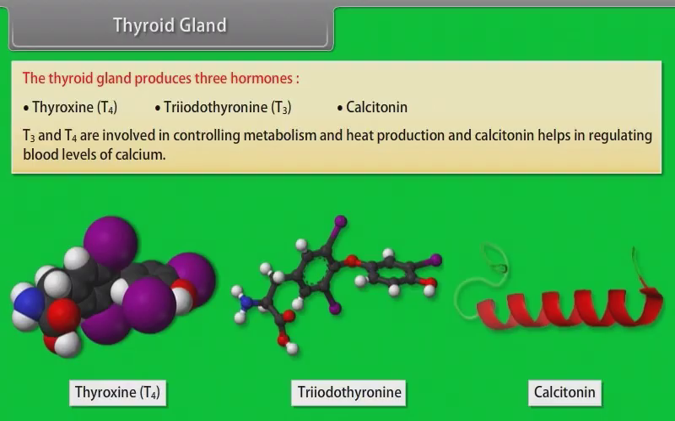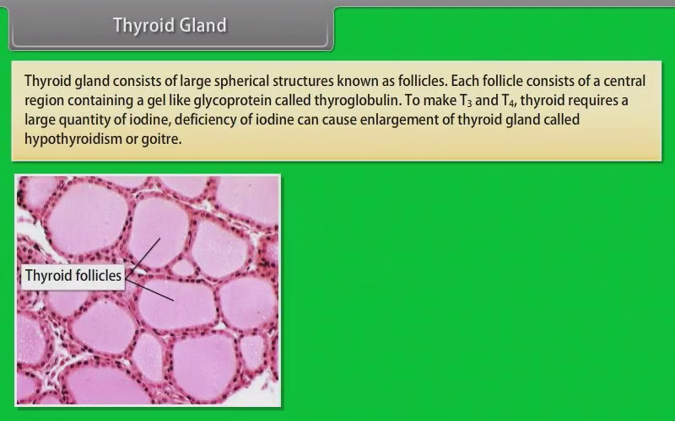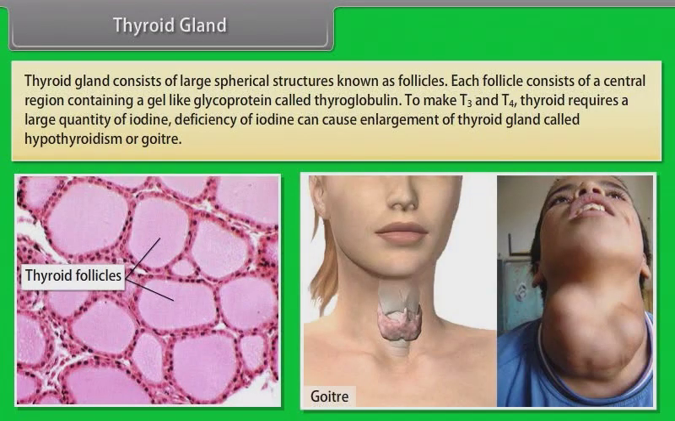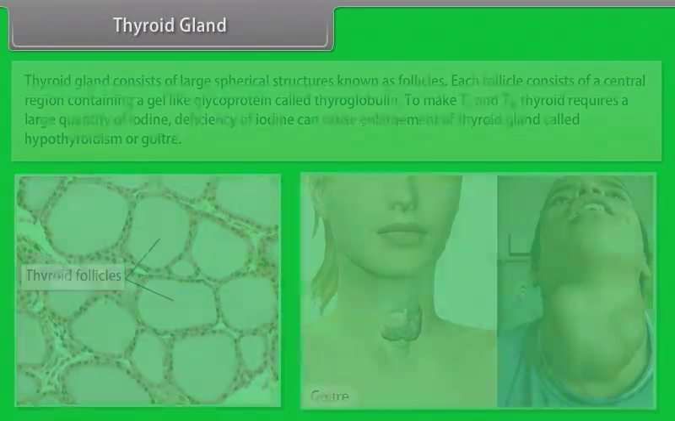Thyroid gland consists of large spherical structures known as follicles. Each follicle consists of a central region containing a gel-like glycoprotein called thyroglobulin. To make T3 and T4, thyroid requires a large quantity of iodine. Deficiency of iodine can cause enlargement of thyroid gland called hypothyroidism or goiter.